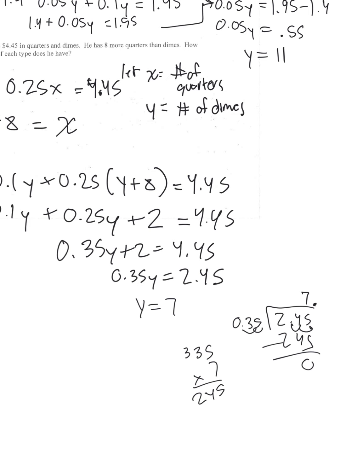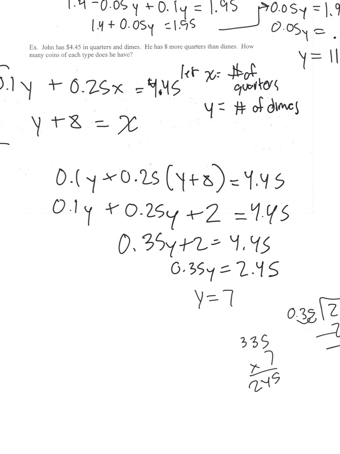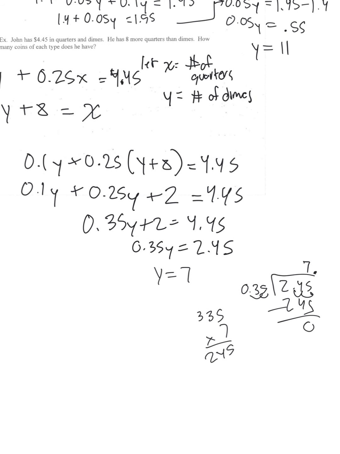Okay, so I got y equals 7. That would mean our number of dimes is 7. And then if we substitute that into the other equation, that would mean 7 plus 8 equals our x value. So x would have to equal 15. So in the end, to summarize what we found, we've got 15 quarters and we've got 7 dimes.